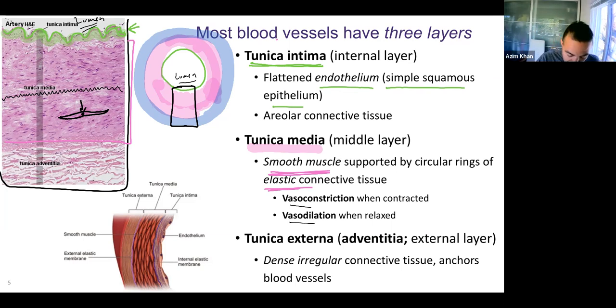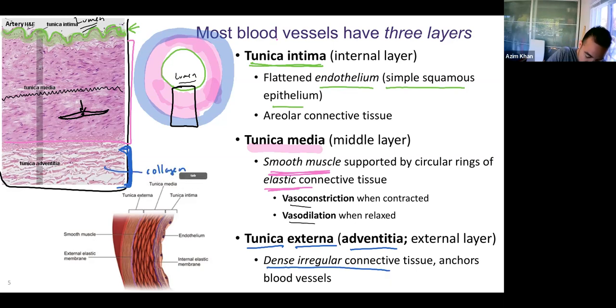The outermost layer is called tunica externa. It's the external layer. You'll also see it called adventitia. It's the same thing. So I think it'll be helpful for you to know both. Tunica externa, outer layer, or adventitia. This is made of dense, irregular connective tissue. You can see the collagen fibers here. Let me label this other stuff.